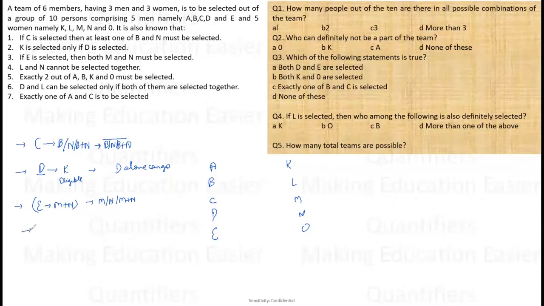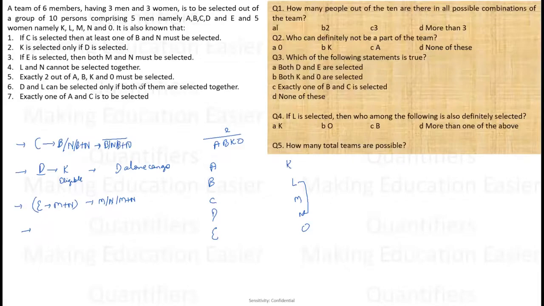Fourth, L and N cannot be selected together. So L and N, only one of them will go, right? Exactly 2 out of A, B, K, O must be selected. So A, B, K, O. Exactly 2 will be selected. Exactly 2. So if I am selecting A, B, I cannot select K, O. If I am selecting K, O, I cannot select A, B, and any combination. I can select only 2 out of these 4. Okay.